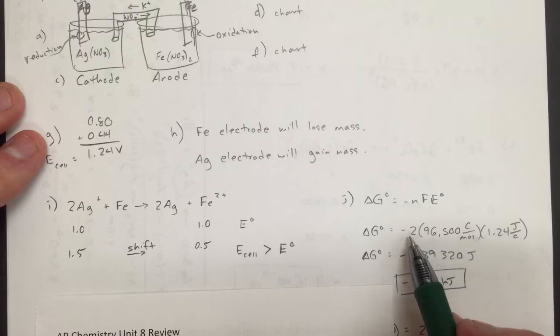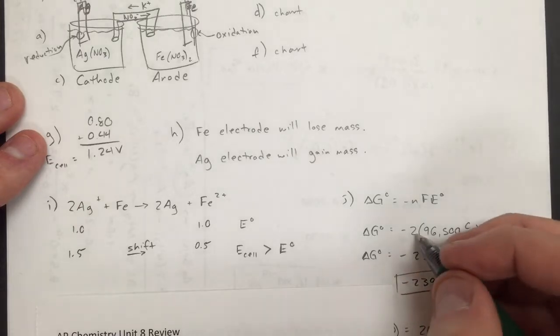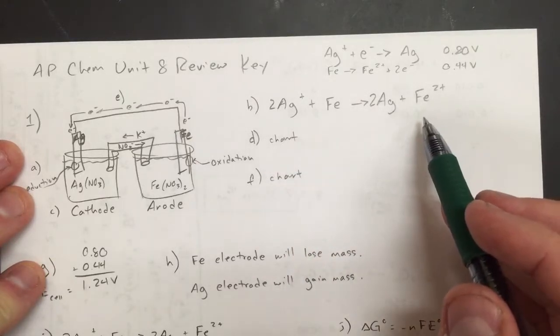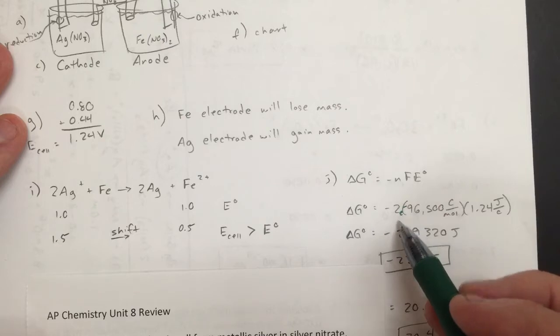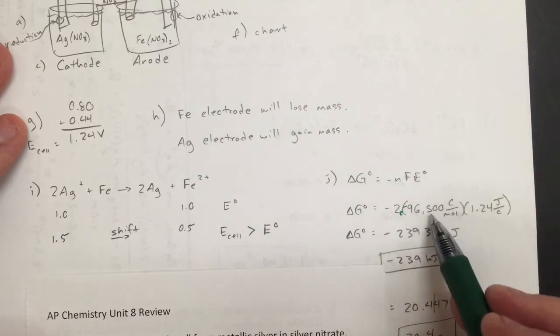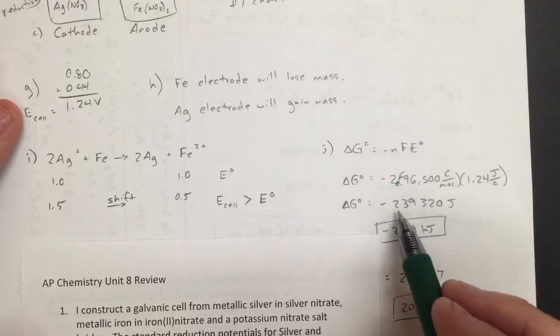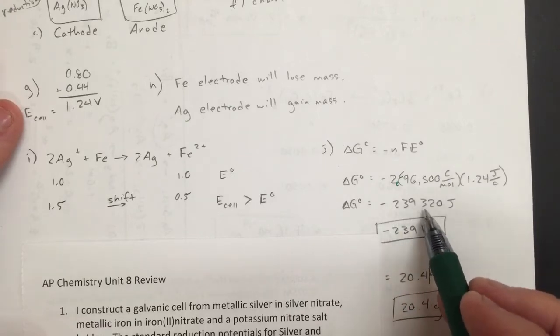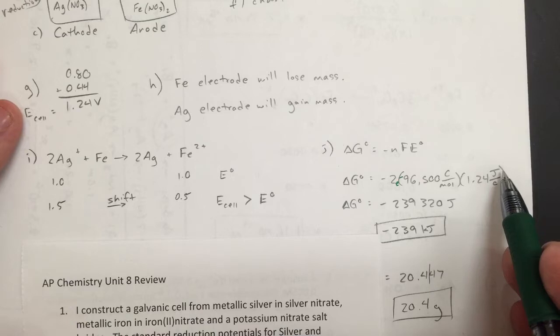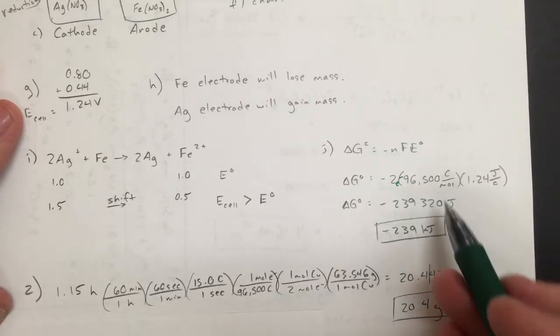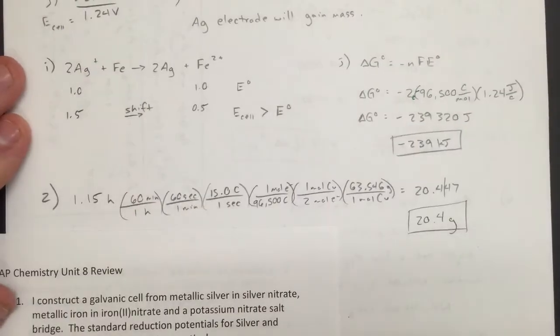And then we got the 2, that is the number of electrons, right? 2 electrons in the balanced reaction. There's 2 electrons that are transferring from one to the other. So that's where that N comes from, 2. And the 96,500, and that is 1.24. When you multiply all 3 of those together, you get negative 239,320 joules, because the joules are here, and that can be changed into negative 239 kilojoules. You don't have to, but you can. All right, so that is number 1.